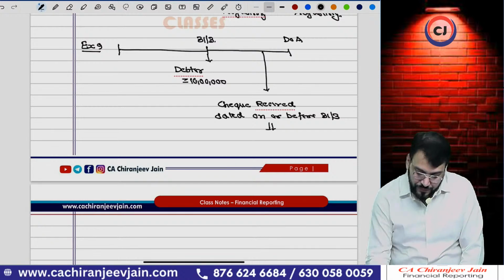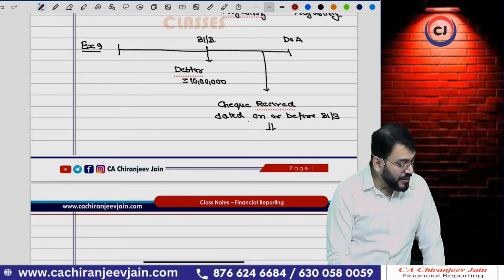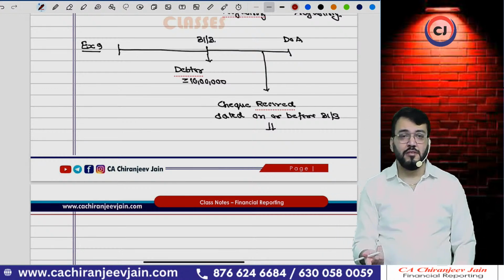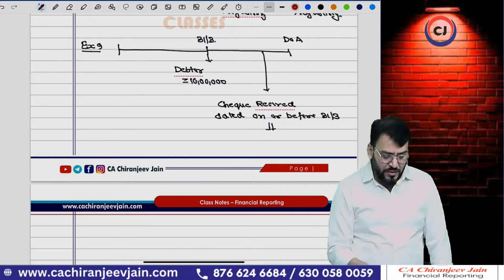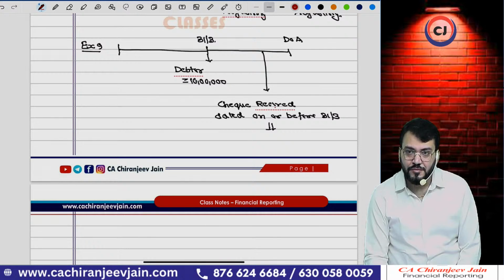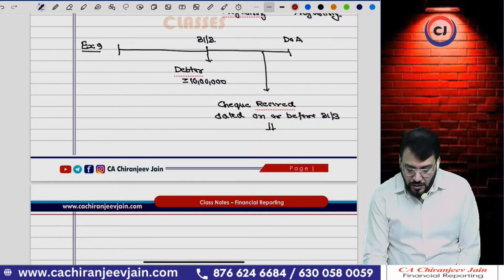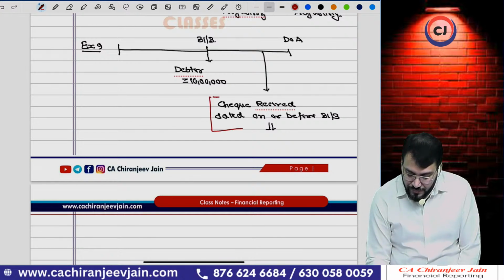Adjusting or non-adjusting? It's a non-adjusting event. A check is dated what? 31st March. Why? No, no, check we received now. Then what happened? Check is dated what?